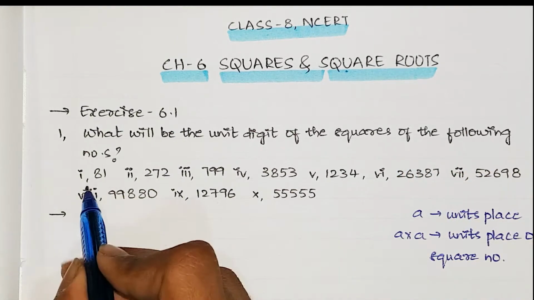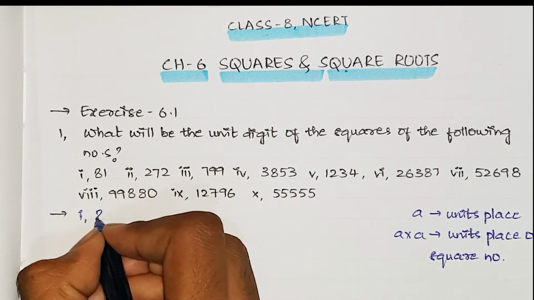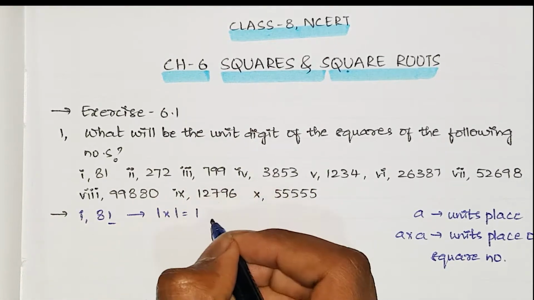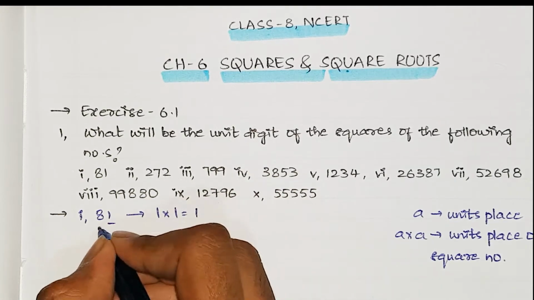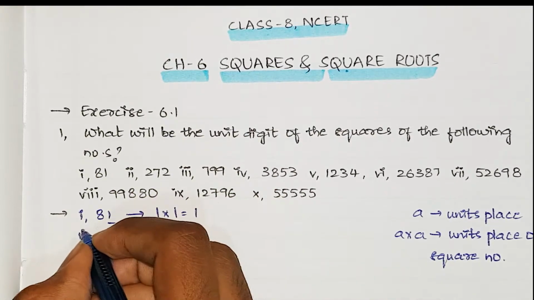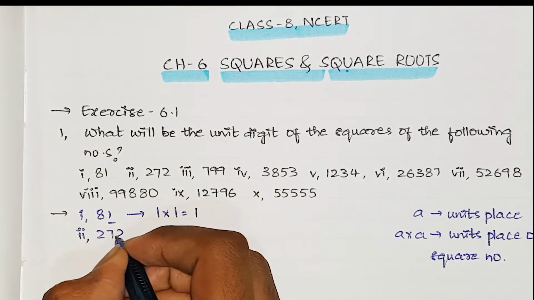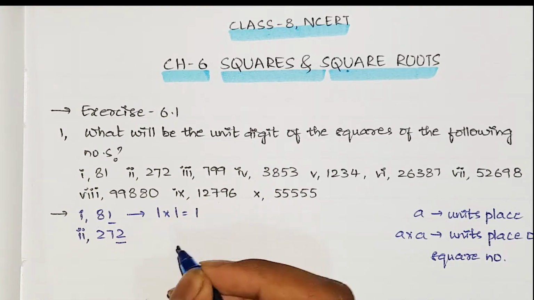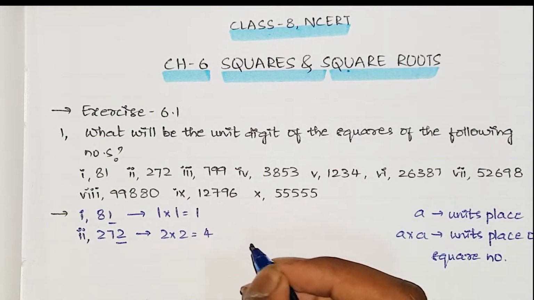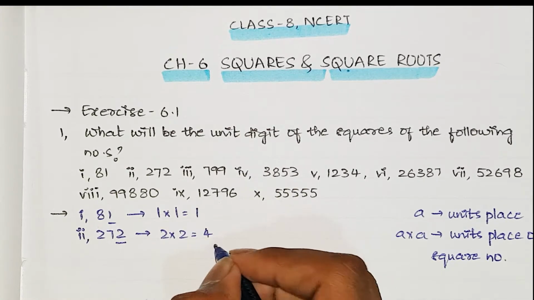Now if we do the first one, which is 81, the units digit in it is 1. So we have 1 into 1 is equal to 1. Therefore the unit digit of the square of 81 is going to be 1. This is that simple. Now we shall do the second one, which is 272. The units digit in it is 2. So 2 into 2 is equal to 4. Therefore, the units digit of 272 whole square is going to be 4.